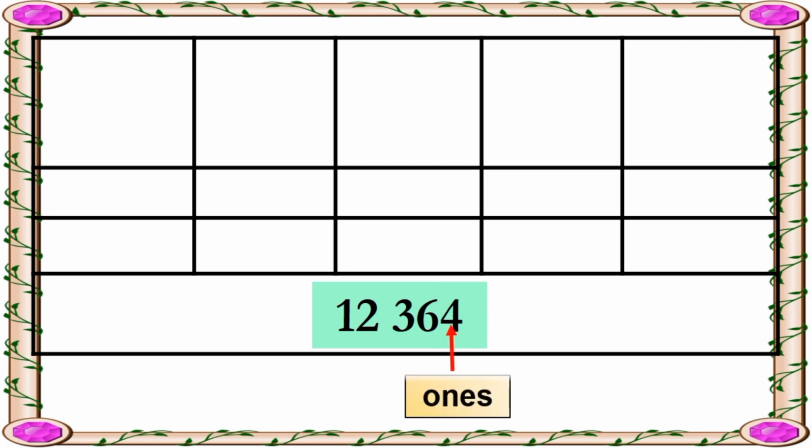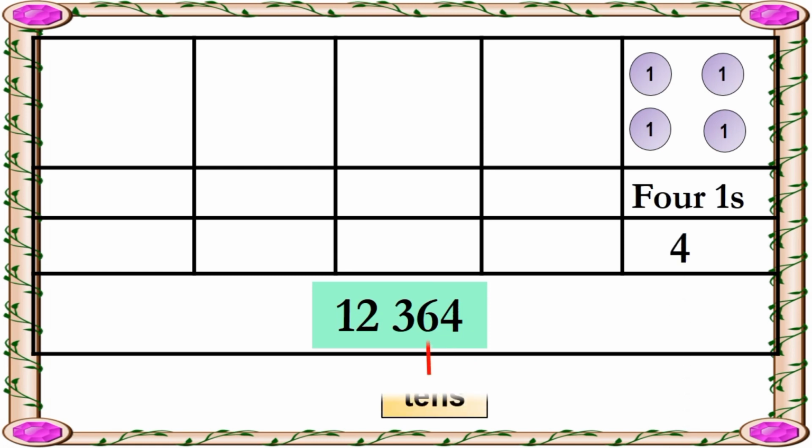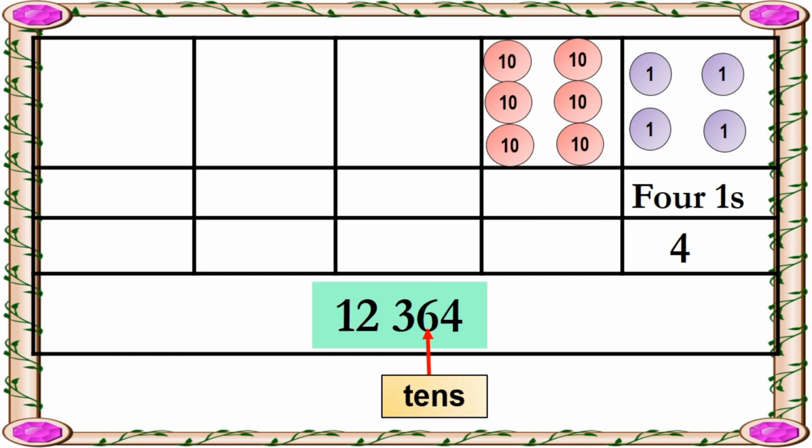In the number 12,364, the ones place has a digit of 4. Therefore, 4 discs with a mark of 1 will be used. So, we have 4 ones to make it 4. The tens place has a digit of 6. Then, 6 discs with a mark of 10 will be used. So, we have 6 tens to make it 60.